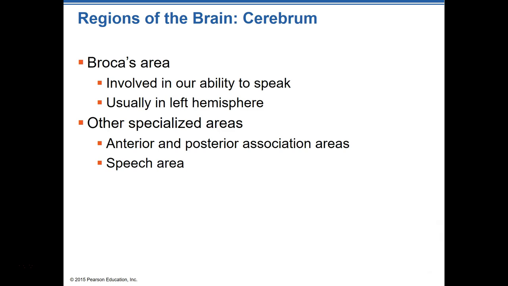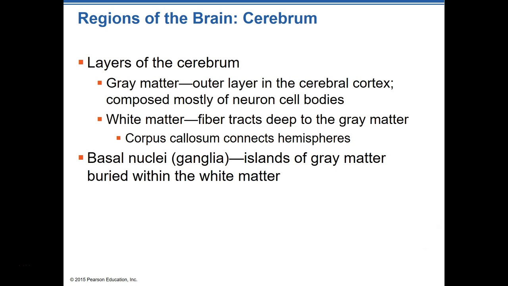Broca's area is involved in our ability to speak, usually in the left hemisphere, but it can be in the right hemisphere. And of course, there are other specialized association areas of the brain. There's another speech area of the brain that processes speech. Broca's area has to do with how we speak, the ability to speak. There's another area, and I can't remember, that could be Wernicke's. I was thinking Wernicke's was hearing, but it could be Wernicke's area that has the ability for us to process speech, to understand speech. So they're not always on the same side of the brain.